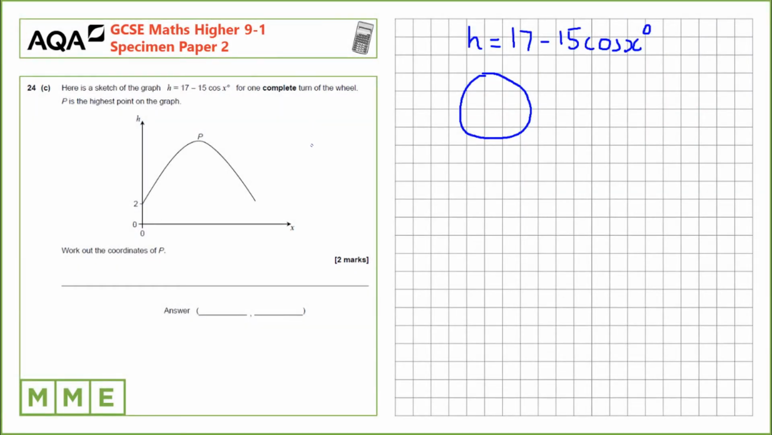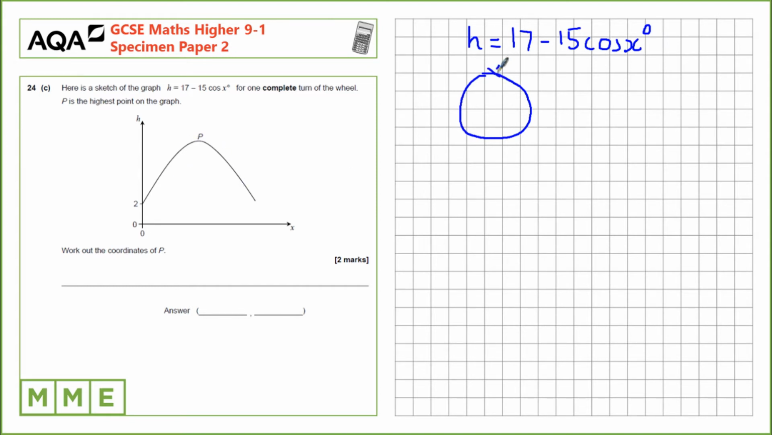Question 24c. Here is a sketch of the graph h equals 17 minus 15 cos x for one complete turn of the wheel. P is the highest point on the graph. Work out the coordinates of P. So the wheel starts turning here from the bottom, and it turns anti-clockwise all around the circle until it returns to 2. And we can see that from the graph. It starts at 2, and it goes up to the highest point, and then returns to 2.